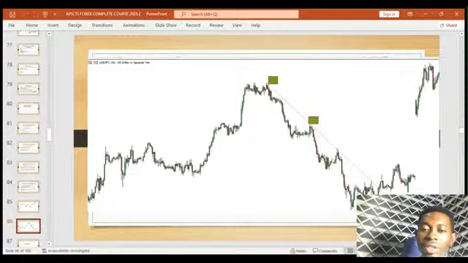Let me share my screen with you again. Let me share the trade that we took today. Very, very interesting. Very simple trade that we took today, and I love it.